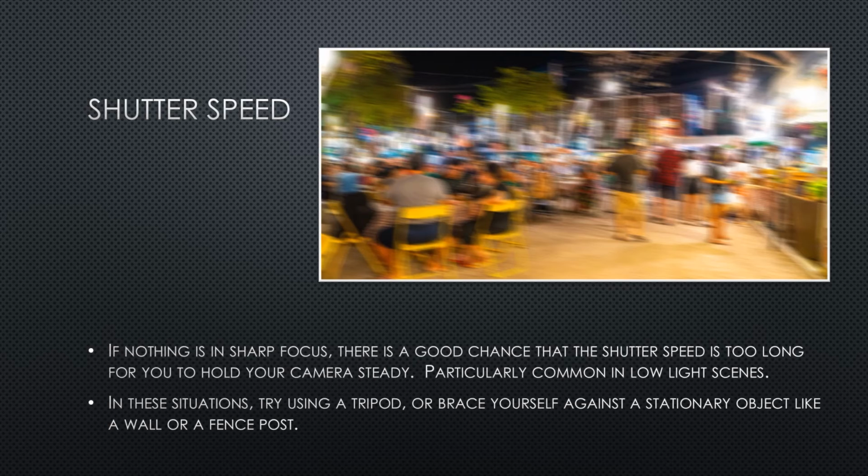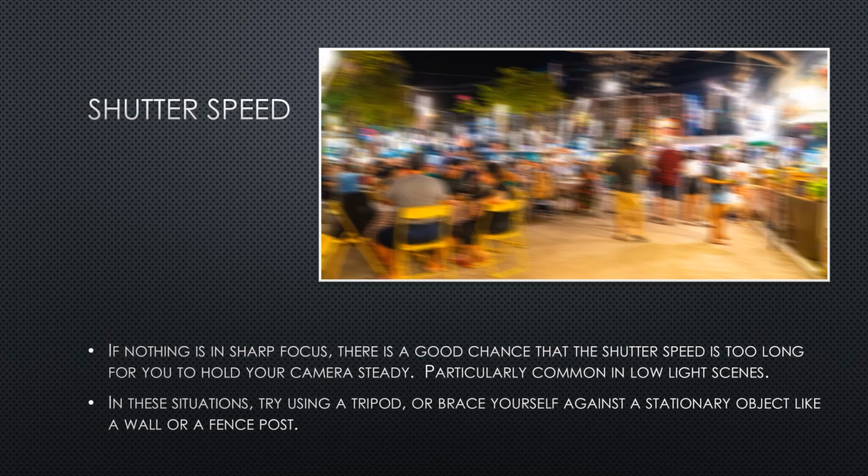You can raise your ISO so that you can give yourself a shutter speed and aperture combination that will allow a faster exposure, or try using a tripod or some other way to brace yourself against a stationary object like a wall or a fence that will allow you to keep your camera steady throughout the exposure.